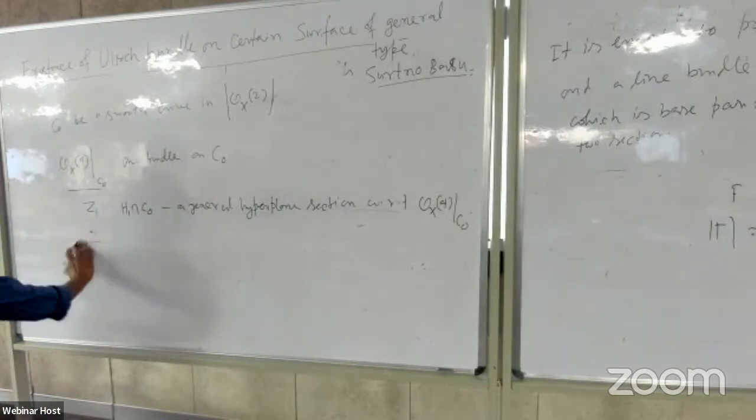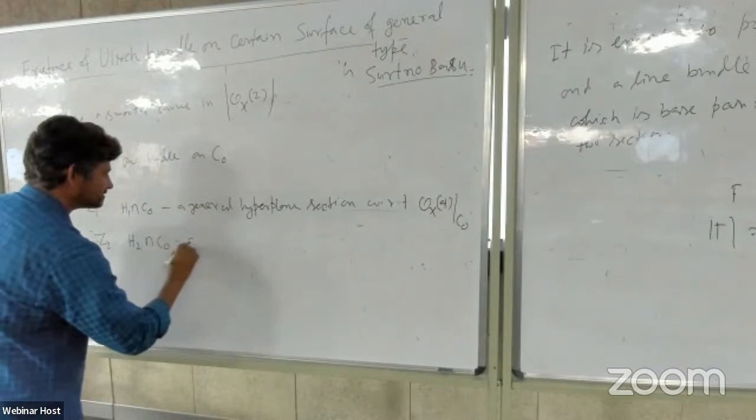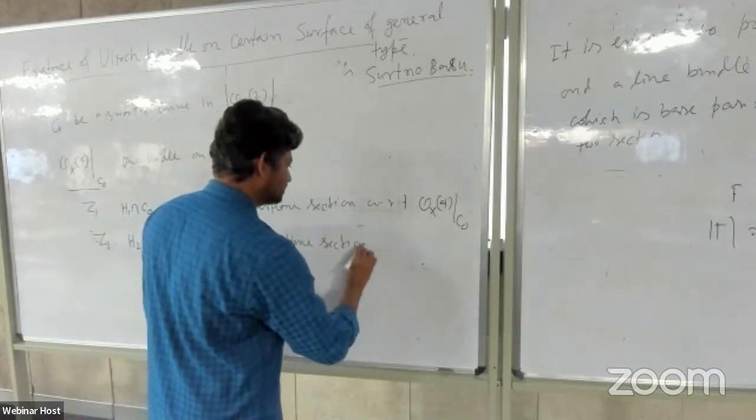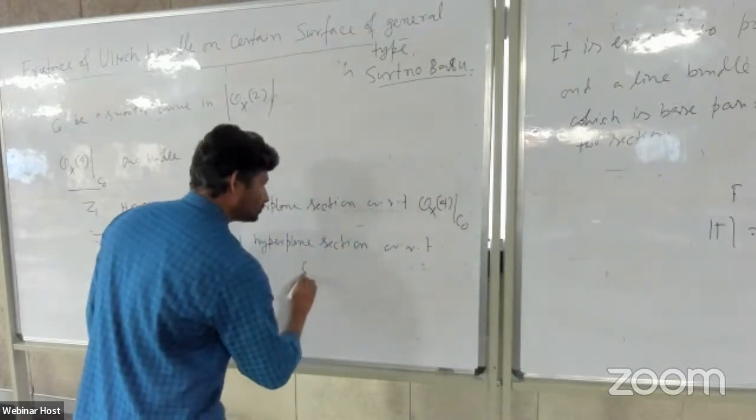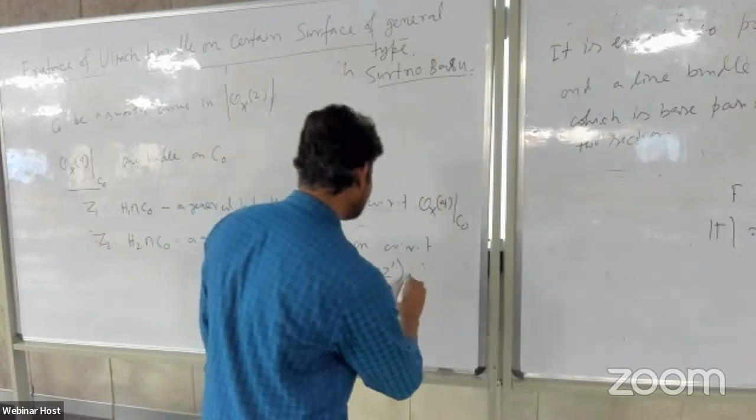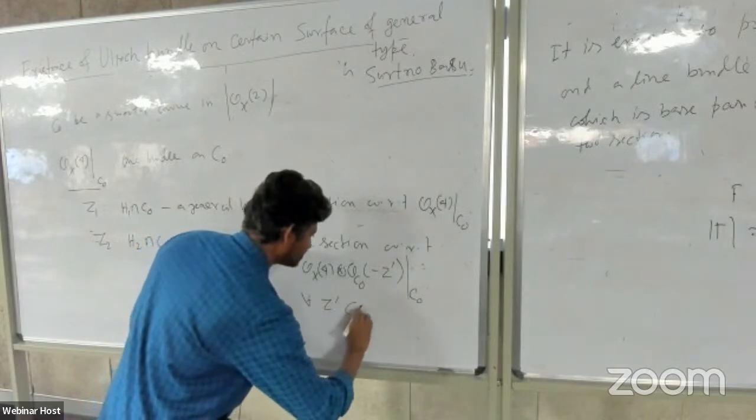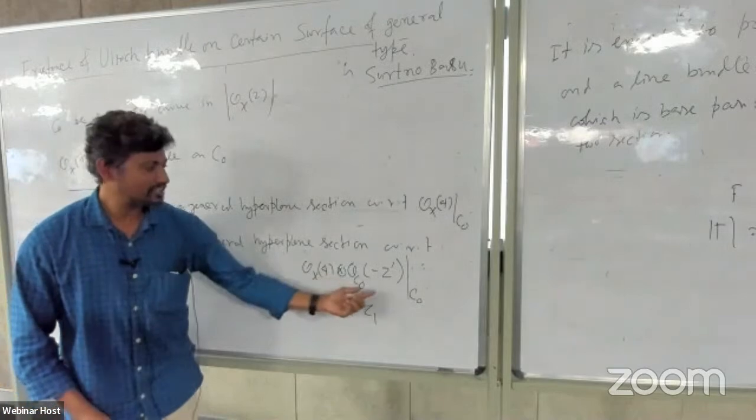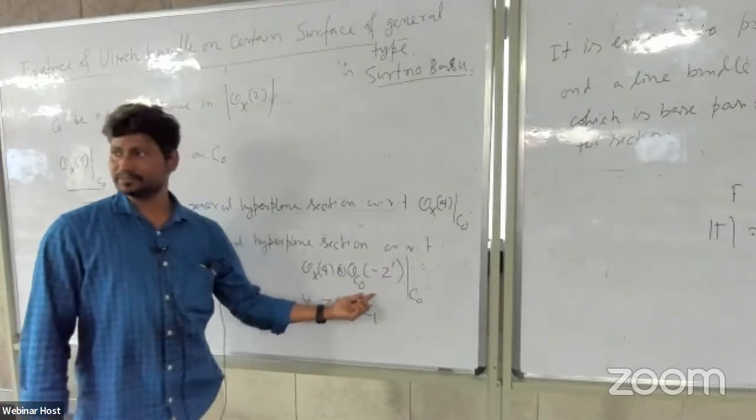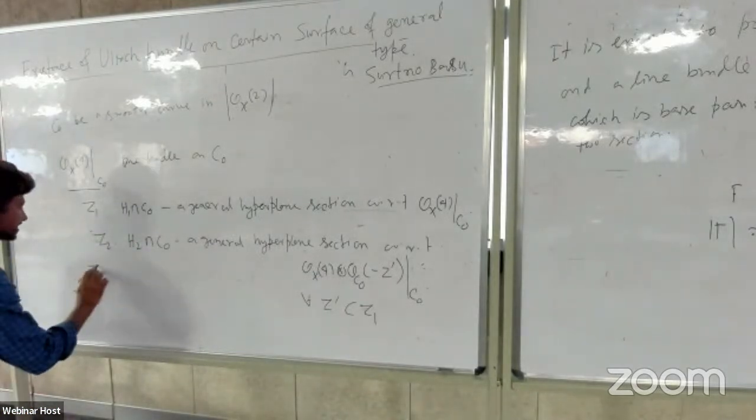And once we have Z1, how do we construct Z2? We just consider Z2 to be again a general hyperplane section with respect to the line bundle OX4 tensor O C0 minus Z prime, for all Z prime contained in Z1. So take any subscheme of Z1, then twist the line bundle OX4 restricted to C0 by this ideal sheaf. With respect to these line bundles, you construct a hyperplane section. Then Z is now Z1 union Z2.